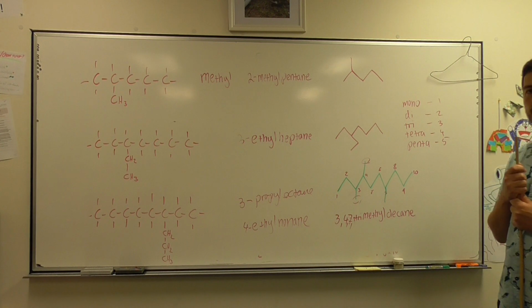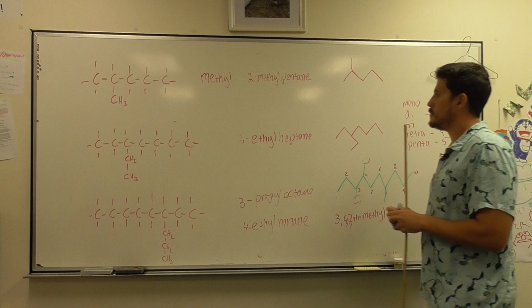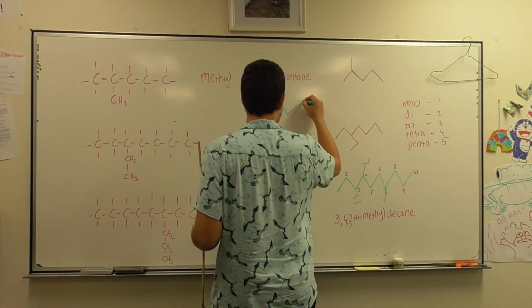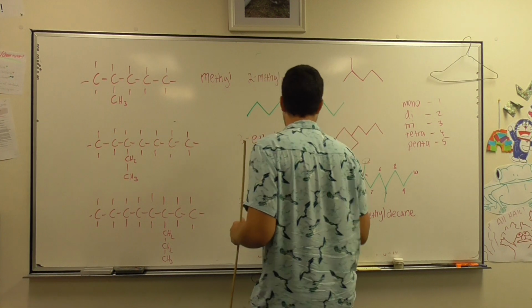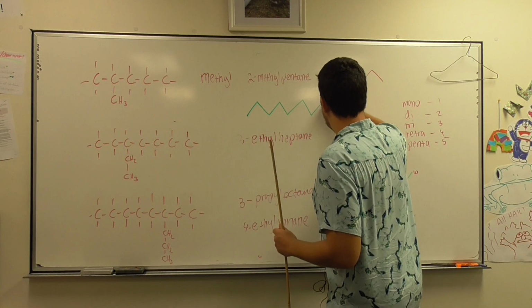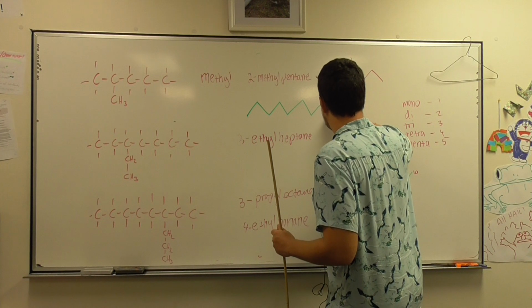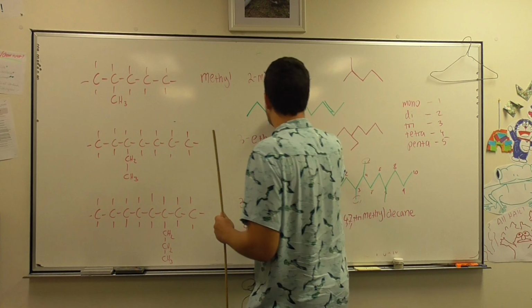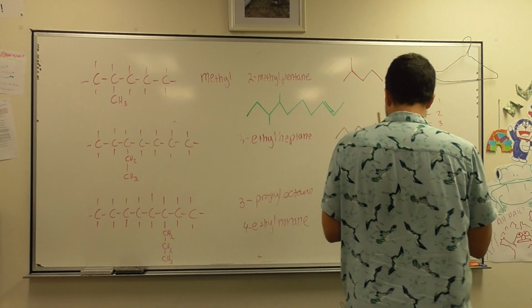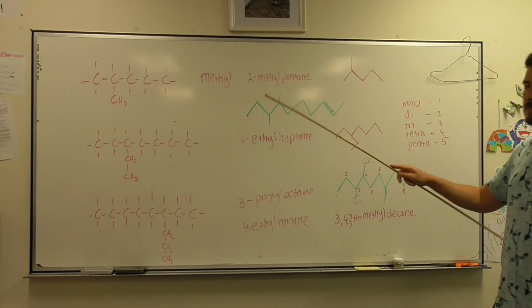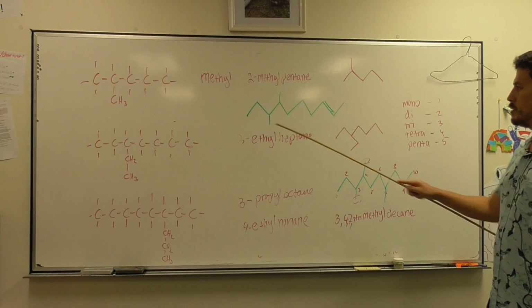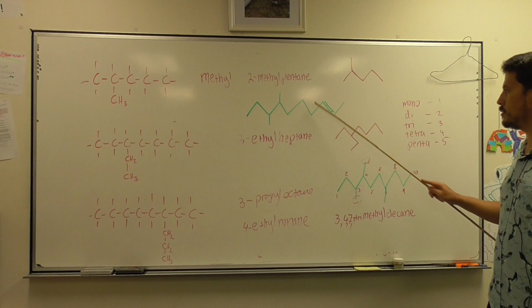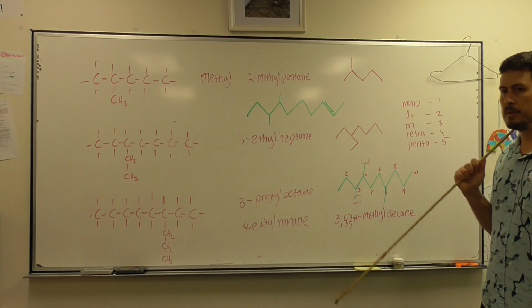Why don't I make it even more complicated? Let's draw up another decane. 1, 2, 3, 4, 5, 6, 7, 8, 9, 10. Let's put a double bond. Not happy with that, need to straighten it along. Let's put a double bond here, and then we'll do our two methyl groups here and here again. Now we can count from two sides, this side or this side. 1, 2, 3, 4, 5, 6, 7, 8, 9, 10, or 1, 2, 3, 4, 5, 6, 7, 8, 9, 10.